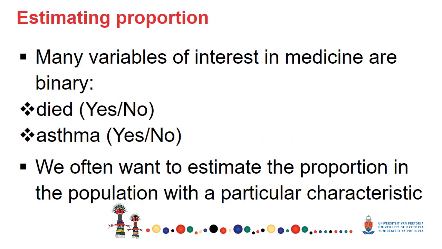Now we move to the 95% confidence interval for a sample proportion. We'll find that main variables of interest in medicine are binary. For instance, died, yes or no. Do you have asthma, yes or no? We often want to estimate the proportion in the population with a particular characteristic.